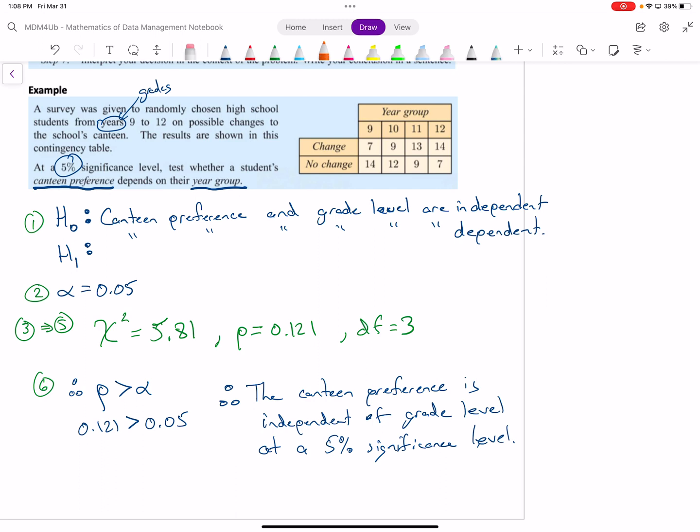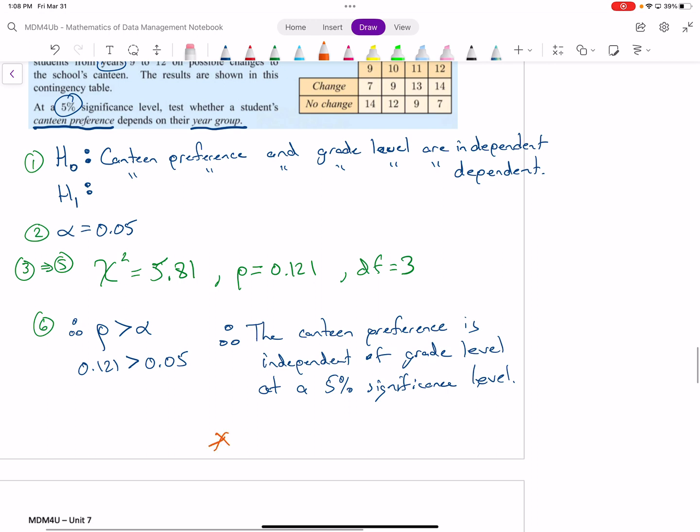The only other thing I'm going to add to this is that there's one caveat. If you don't have enough data in each of the categories, it basically becomes invalid. And what that means is that you have to check to make sure your expected frequencies are above 5. So expected frequencies must be above 5 to be valid.